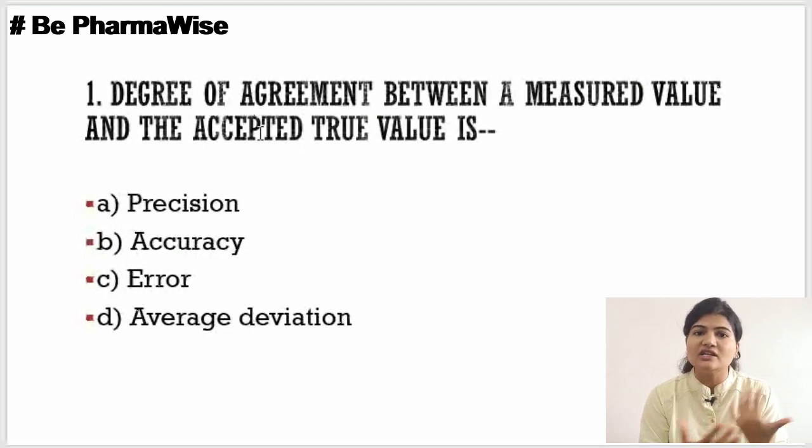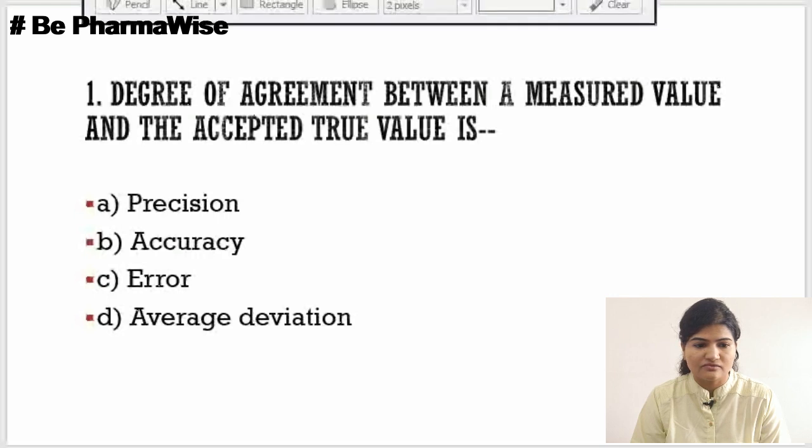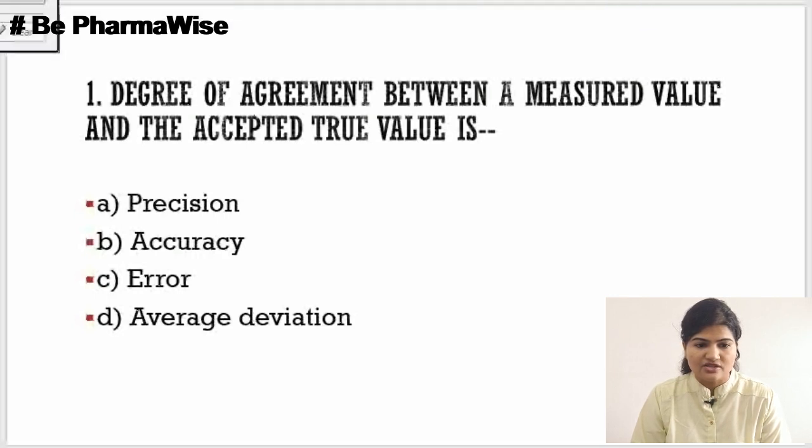If it is matching 100%, your measurement is 100% accurate. If it is matching 90%, then your measurement is 90% accurate. So accuracy is the degree of agreement between the standard value and your measured value. So for this question, the answer will be accuracy. Okay, so I'll just put a mark here. And the correct answer will be accuracy. So degree of agreement between measured value and true value is accuracy.